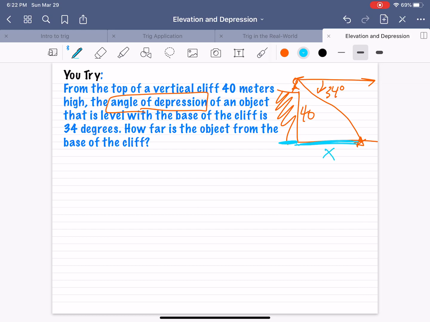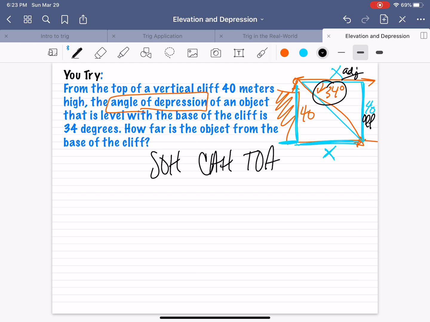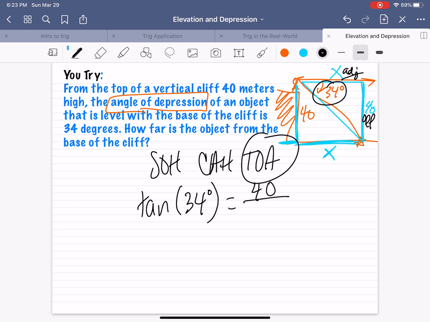So that's the question. Since the angle of depression is in this triangle, that's the triangle we're going to use for our problem. Of course, this x will be congruent to this x, and this 40 is congruent to this 40. Let me make that a little bit smaller. If we label our picture, if we're using this angle, this right here is the adjacent, and this right here is the opposite. So let's use SOHCAHTOA. We have the opposite and the adjacent, so we're going to use tangent. Tangent of 34 degrees is equal to opposite over the adjacent, which is x.